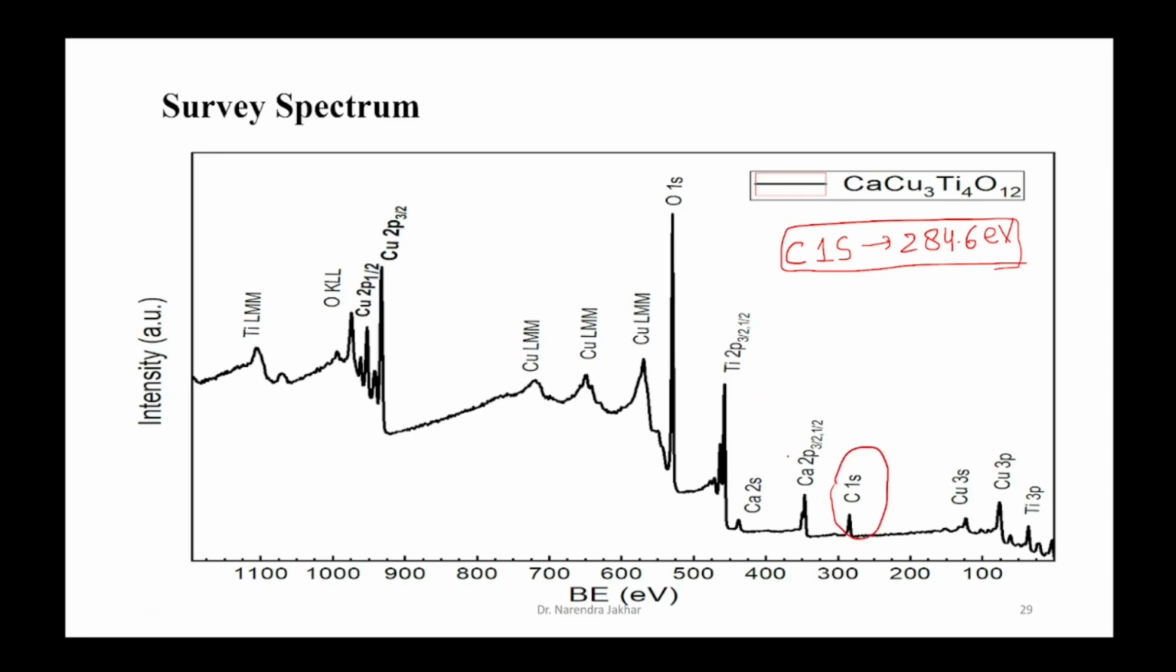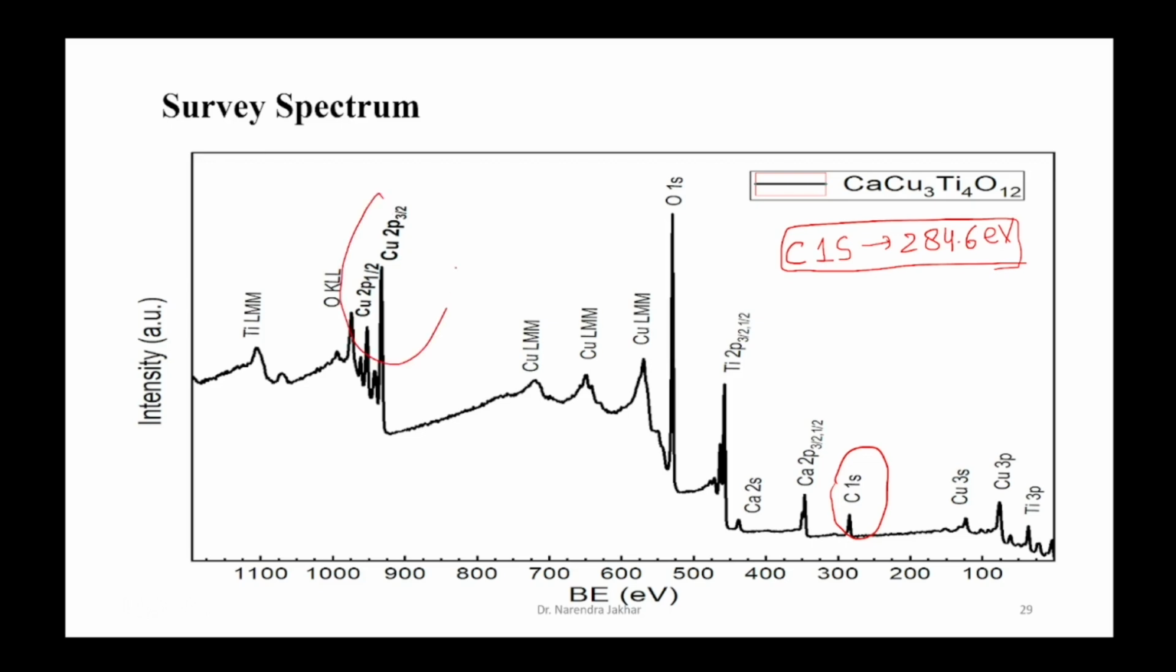Okay, so this is about carbon and the different elements. See, oxygen is present in my sample, Ti is present, Cu is present, and all the peaks belong to these elements only, and there are no other peaks. See, now we focus on the Cu.